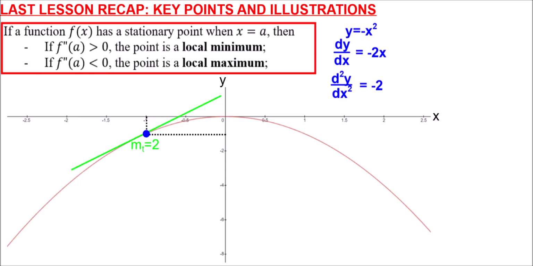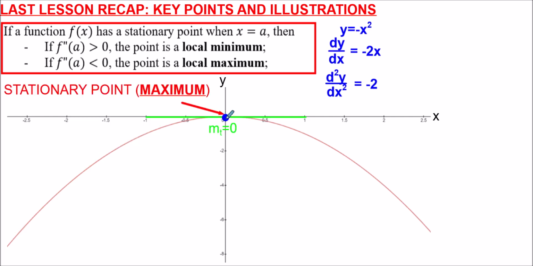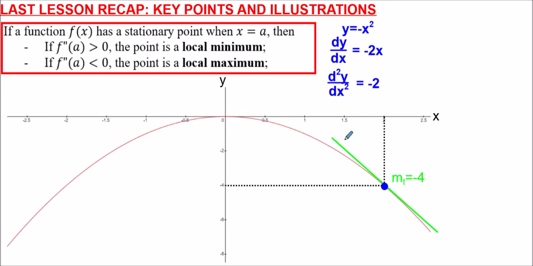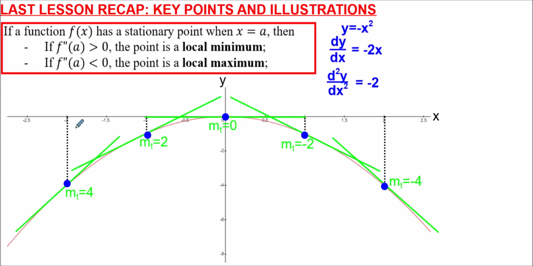As we move along, the gradient of a tangent becomes 2 at x equals minus 1. We have a stationary point here which is a maximum when the tangent gradient is 0. Then the gradient of a tangent becomes negative. When x is 1, the gradient of a tangent is minus 2. And when x is 2, the gradient of a tangent is minus 4. So putting this all together, we can see here that the rate of change of the gradient, the second order derivative, is negative 2. That means for every unit increase of x, the gradient of a tangent is decreasing by 2 each time.